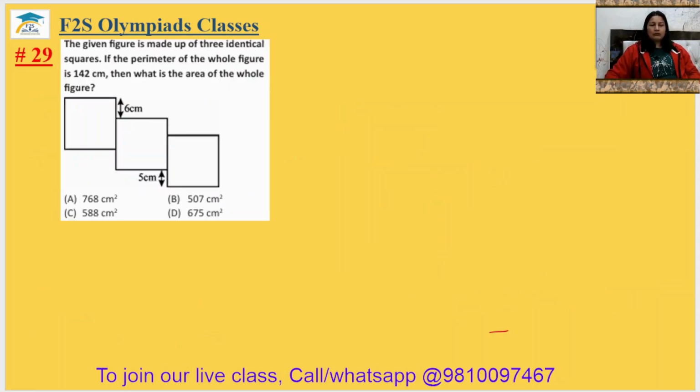Question number 29. The given figure is made up of 3 identical squares. If the perimeter of the whole figure is 142, then what is the area of the whole figure? Okay. So let A be the length of the side of the square. So this will be 8A, 8A plus this 6 centimeter. It is just slid down, so definitely this will be 6. This is 5, so this will be 5.